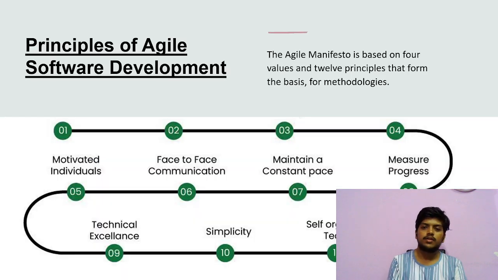Principles of Agile software development. The Agile Manifesto is based on four values and 12 principles that form the basis for the methodology: motivate individuals, face-to-face communication, maintain a constant pace, measure progress, technical excellence, simplicity, self-organized teams, and continuous improvement.